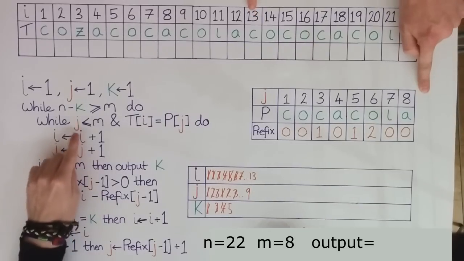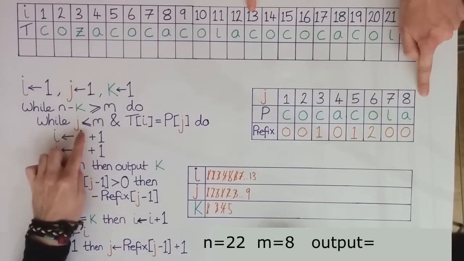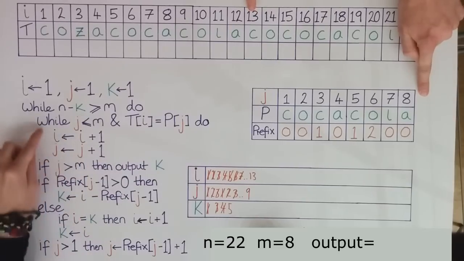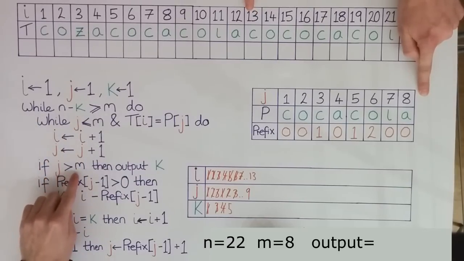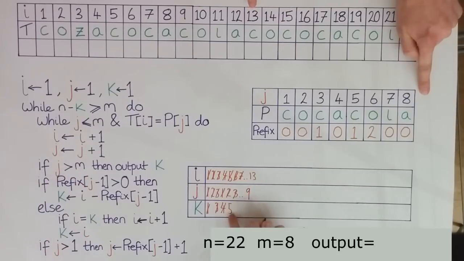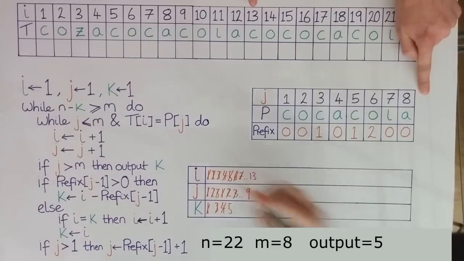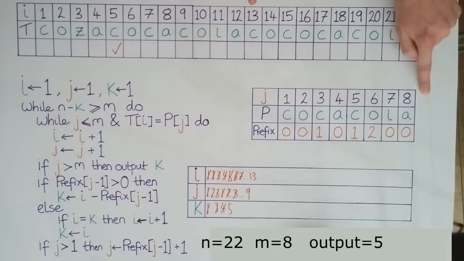At this point, j is no longer smaller than or equal to m, as m is 8, so we break out of the loop, and since j is greater than m, we output k, which is 5, and we can mark that there as well.